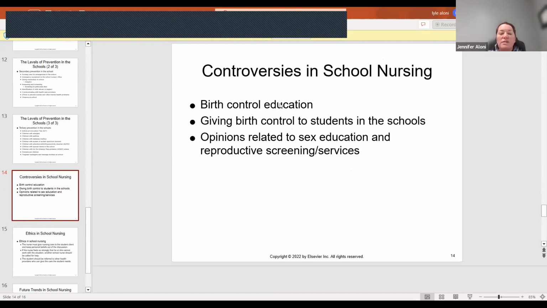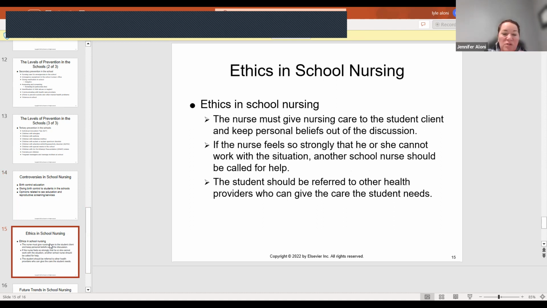Controversies that we see in school nursing, I see all the time: birth control education. A big thing where I am is they don't want it to be discussed in school. No protective techniques given. So we're not allowed to give birth control to students. And sex education and reproductive screenings is a fine line, but something that school nurses deal with. When we look at ethics in school nursing, you must be able to work with the situation, and if you need help, you always refer to other healthcare providers.